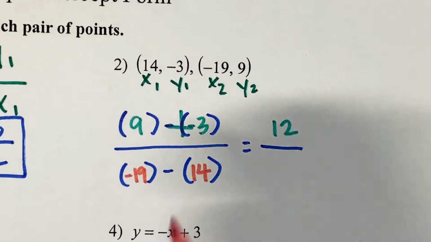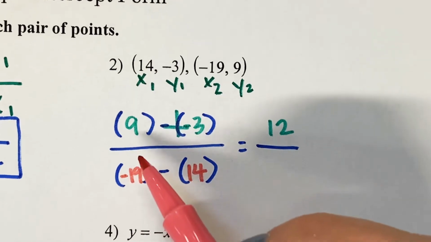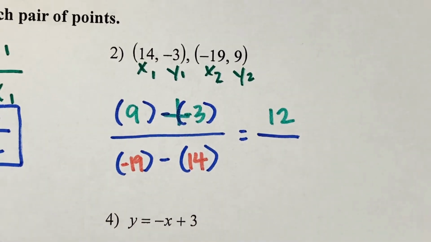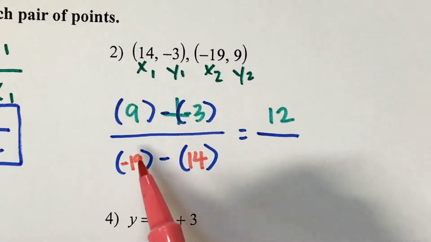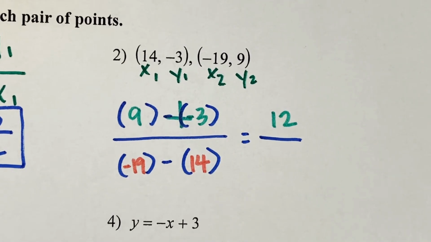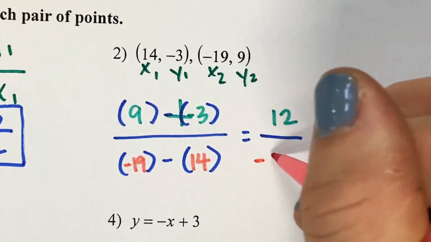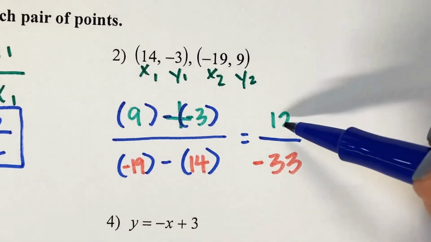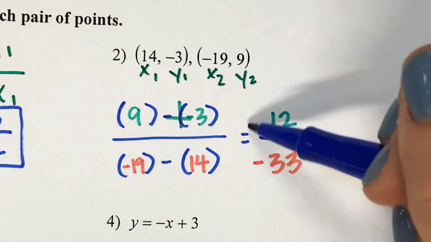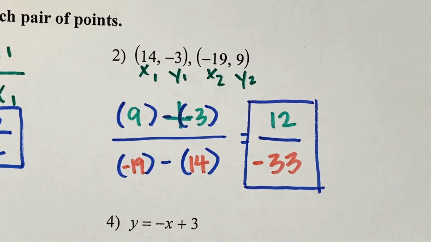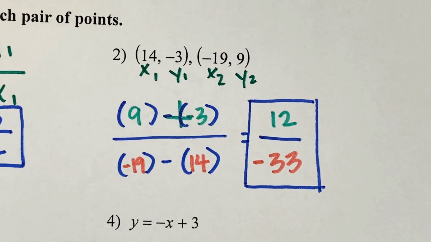Now on bottom, I have -19, so I'm already in the negatives, and I'm getting more negative. I'm subtracting 14 more. If you need to use a calculator, you can. -19 minus 14 is going to give me -33. There are no numbers that go into both 12 and 33, so our final slope is 12 over -33.